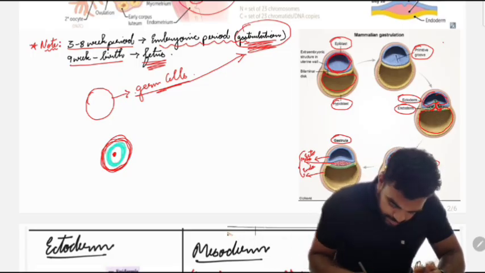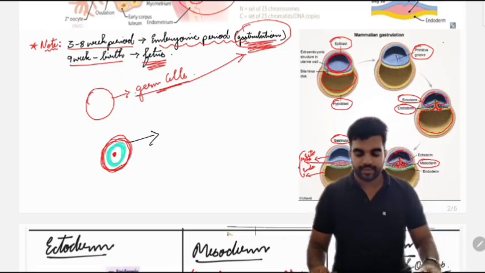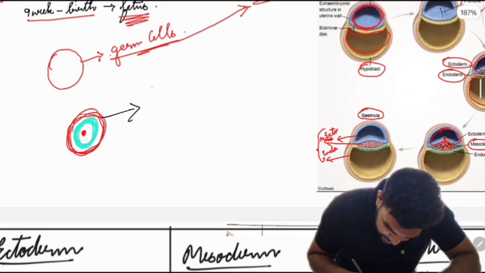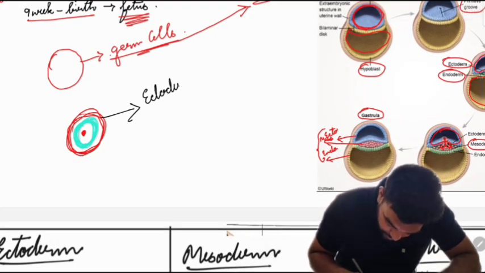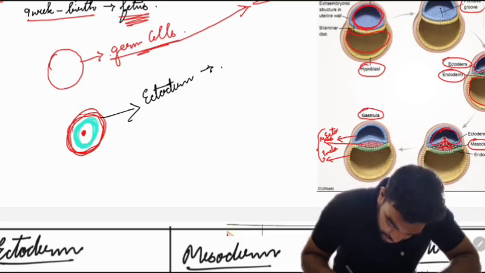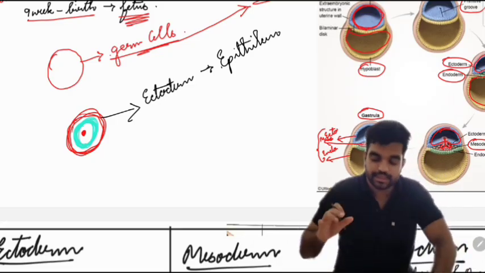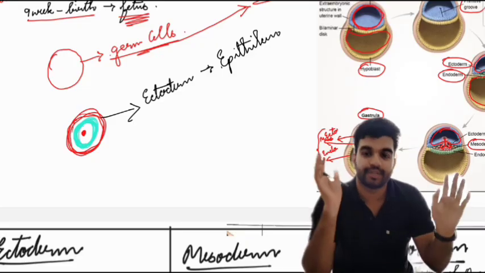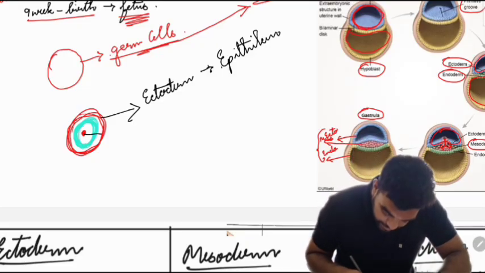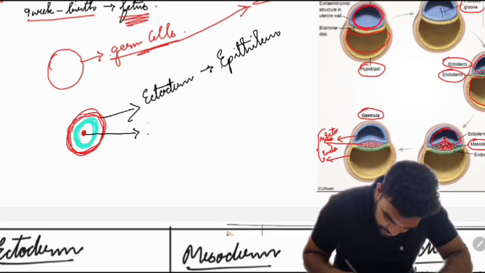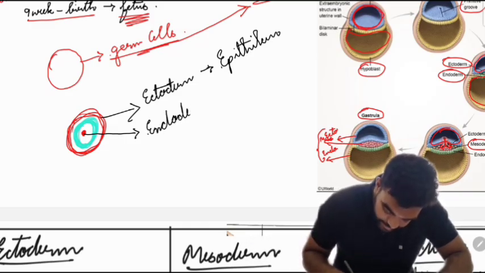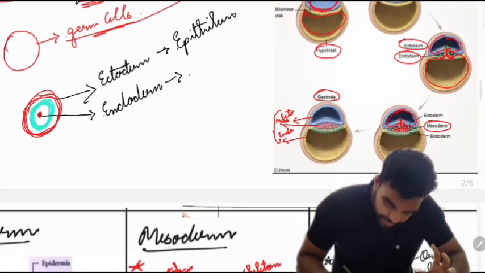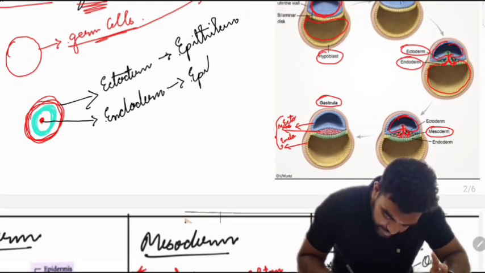So now start visualizing the embryo. The one thing that was laid outside, the ectoderm, will go on and differentiate to form the outer epithelium of the body. Everything that is outside the body will be formed by epithelium. Remember that: epithelium, ectoderm. Whatever is inside, all the epithelium or the inner lining of the body, is formed by endoderm. Endodermal epithelial lining is in endoderm.